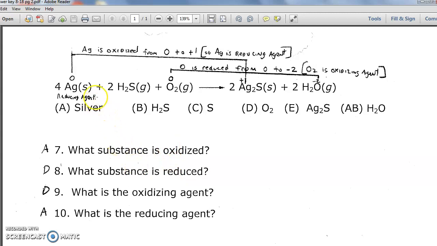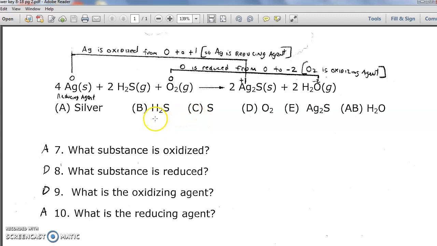Here we have a reaction of silver with H2S and O2. And we're making 2 new compounds. This reaction is not going to fit any of the reaction types we have. We have element, compound, element producing compound, compound. This is not any of our other 6 types. This is definitely an oxidation reduction reaction.